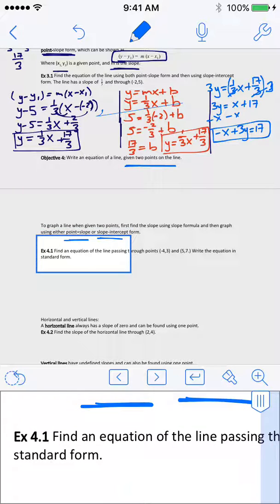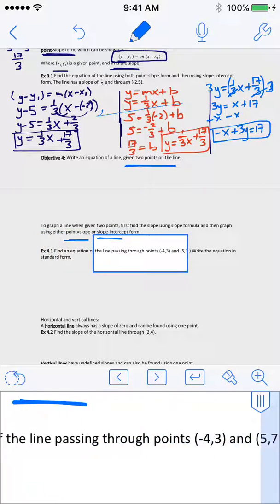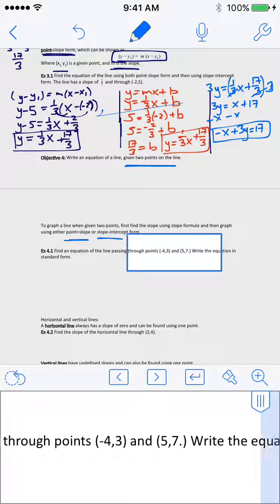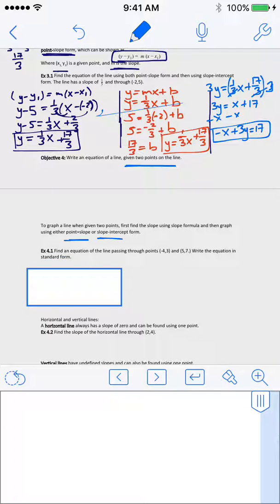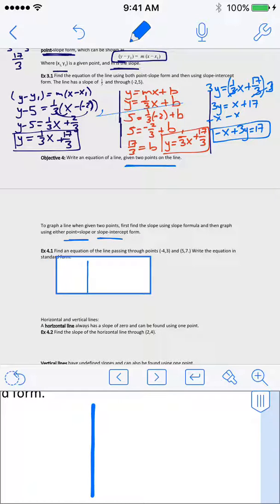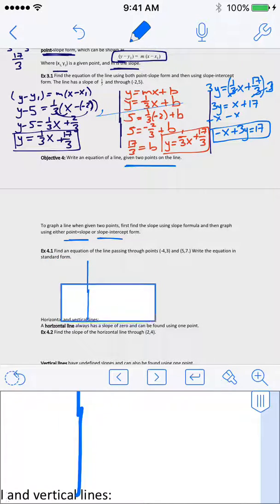So let's take a look at example 4.1. Find an equation of a line through the points -4,3 and 5,7. Write the equation in standard form. All right, this time it actually asks us to find standard form as well. So let's make sure we divide that page up into those 3 sections so that we can do all 3 things that are asked.